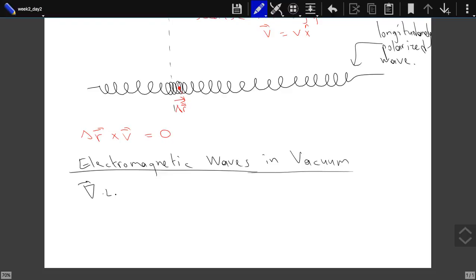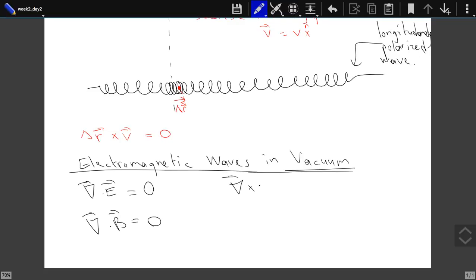Divergence of E is 0. We are in vacuum. So the divergence of the electric field is 0. Divergence of the B field, we are in vacuum. In vacuum, there is no charge. Rho is 0. Divergence of B, well, it is 0 whether there is charge or not.